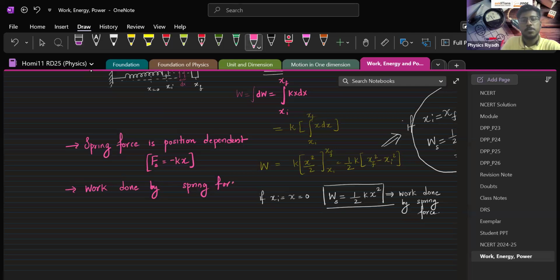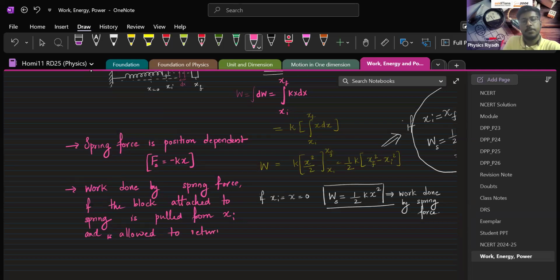Okay, so work done by the spring force, if the block attached to the spring is pulled from x initial and is allowed to return to x initial, is 0. So work done in this case is 0. In bracket, you can add cyclic process.